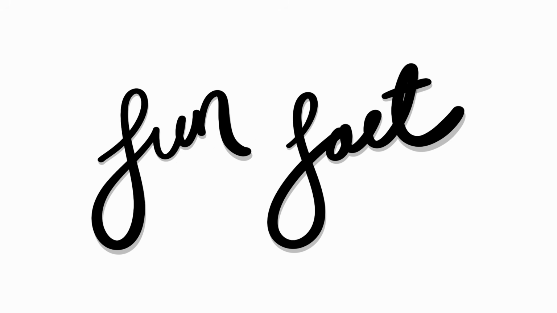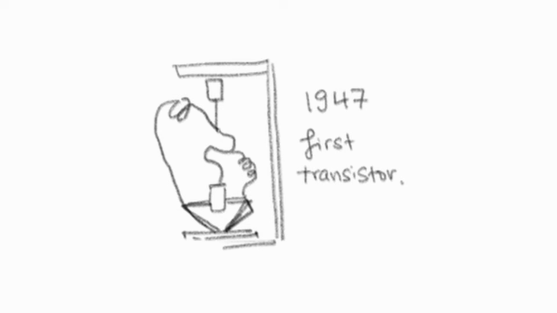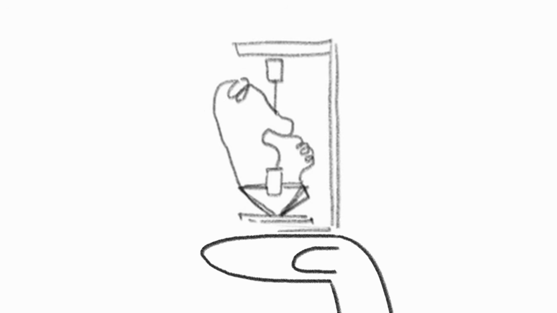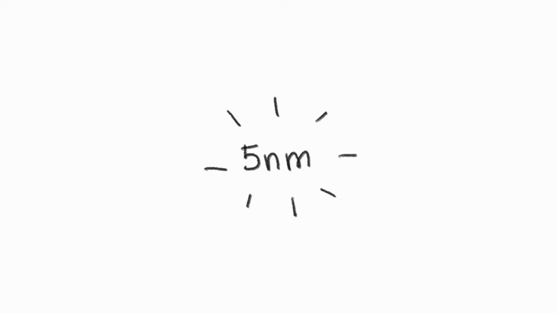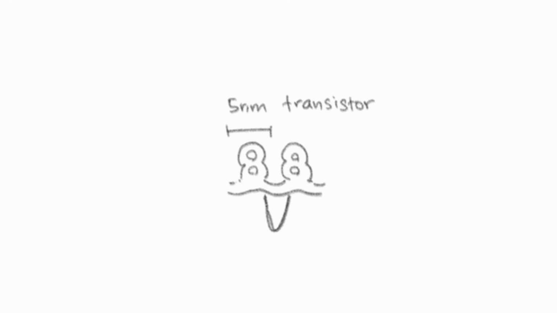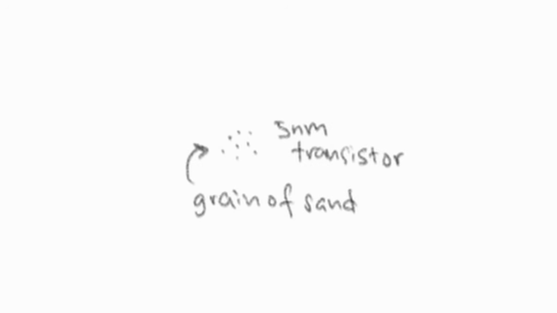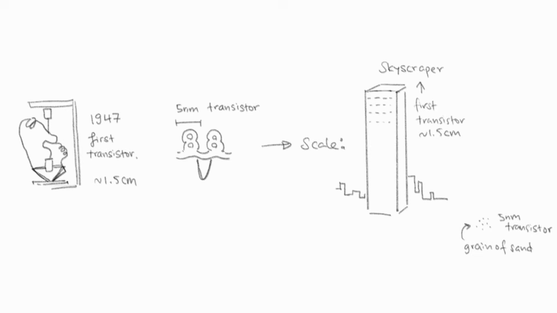And fun fact, the very first transistor created in 1947 was measured in centimeters, and it was about 1.5 centimeters big. You could hold it in your hand. To see the scale change, you can imagine the current 5 nanometer transistor size is a single grain of sand, and the first transistor is the size of a skyscraper.